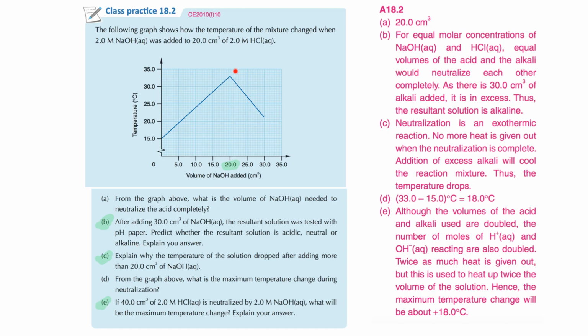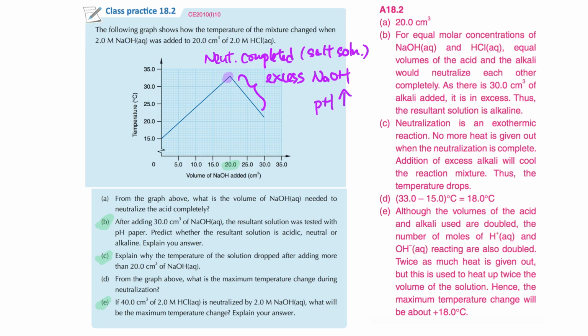If you notice, this point is the point that the neutralization is complete. Neutralization completed means that at this point, they will only have salt solution. If you add excess, in this case we're adding excess NaOH in a salt solution, you will only bring up the pH because you give more alkaline in it. So therefore, for part B, we'll expect that an alkaline solution will be given.